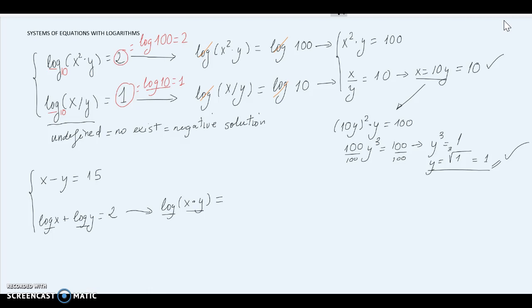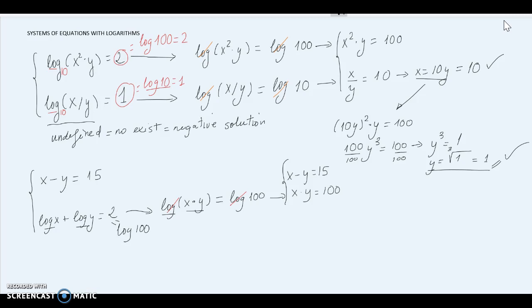We are going to write the number 2 like a logarithm, the same as before. This is the log of 100. So log of 100 is 2. I'm going to write here log of 100. This way I can cancel the logarithms, and I will have x times y equals 100. And the first equation is the same, x minus y equals 15. So these are the equations that we have to solve.